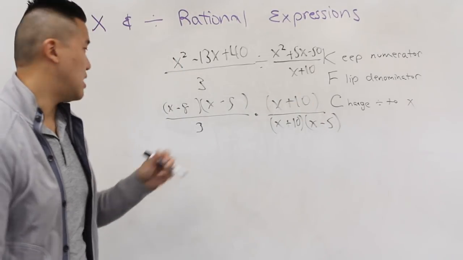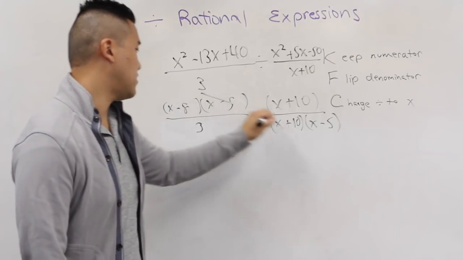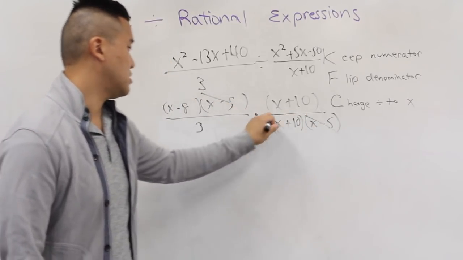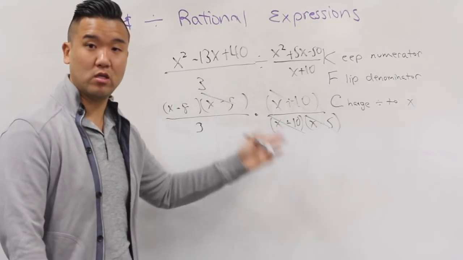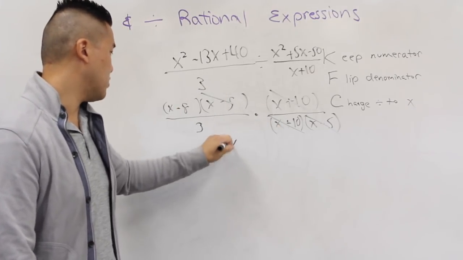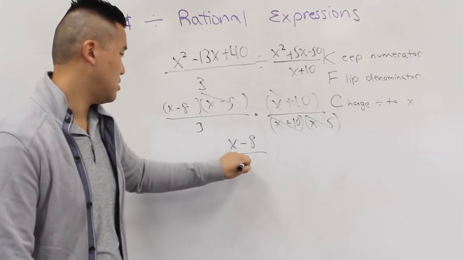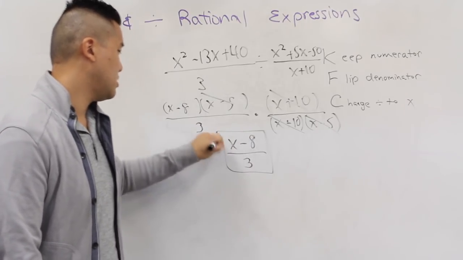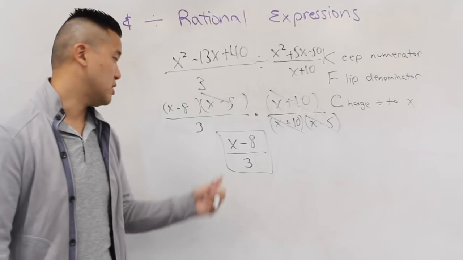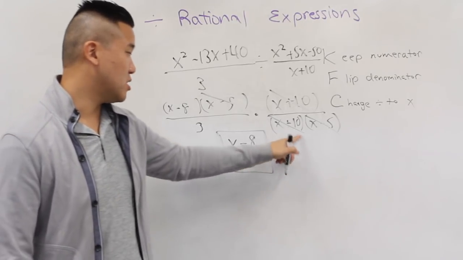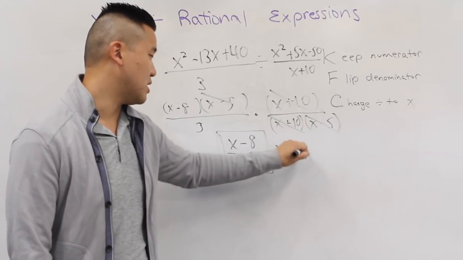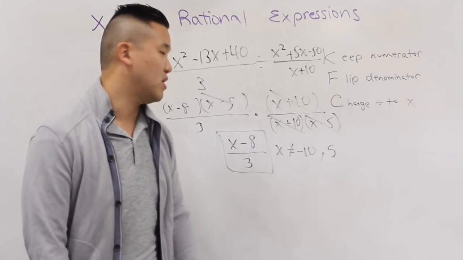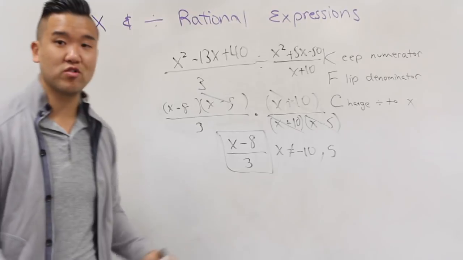Now we cancel out. We can say that the x minus 5s cancel out, the x plus 10s cancel out. Anywhere top and bottom, and we go across as well, diagonally. So what's left over? We have x minus 8 on top, and we have 3 on the bottom. We can't go any further, so that's our final answer. What happens though? We canceled out these two, so we have to state that x cannot be negative 10, and it also can't be 5. So make sure you guys have those restrictions.